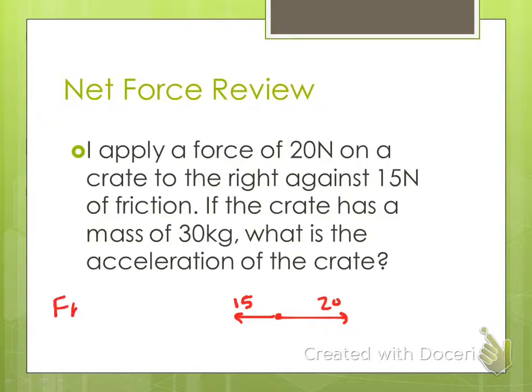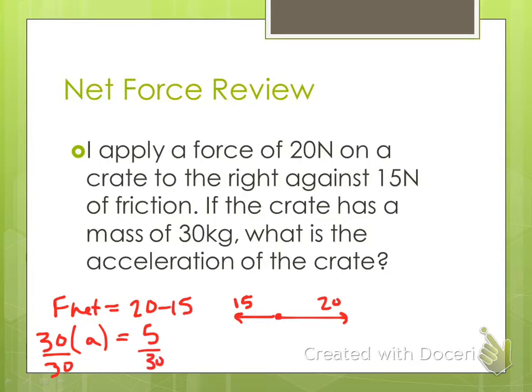I set up F net equals 20 minus 15. M is 30 times A equals 20 minus 15, which is 5, so I'm dividing by 30. And I get A equals 1.167 meters per second squared.